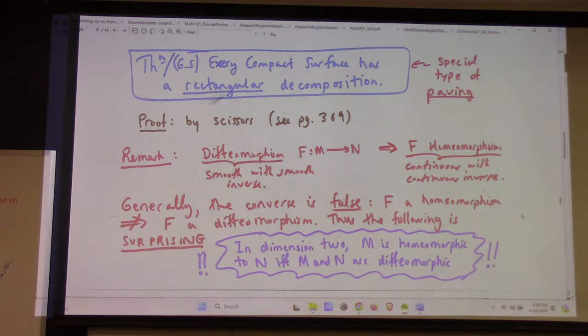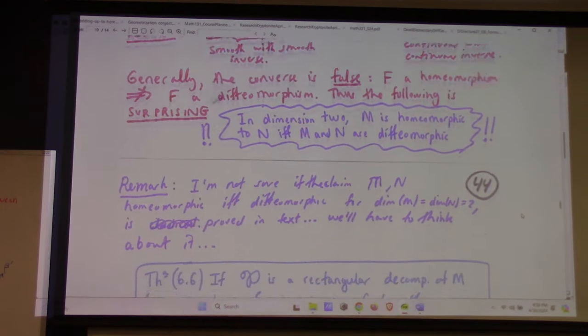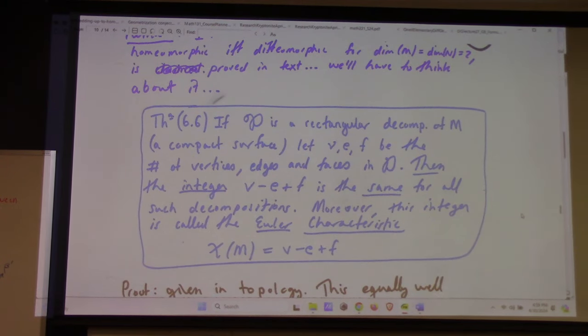But a remark I should make: if you have a diffeomorphism from M to N, which means smooth with smooth inverse, that implies that F is a homeomorphism. But the converse is generally false. A homeomorphism does not imply diffeomorphism. That means the following is a bit surprising. All right, let's see here. Well, we're not quite to the part that's surprising yet, but here's the theorem.